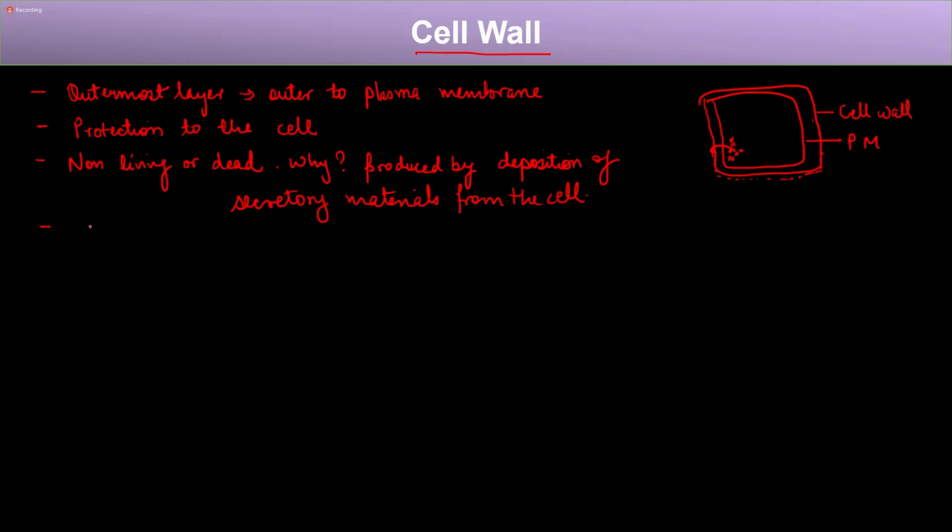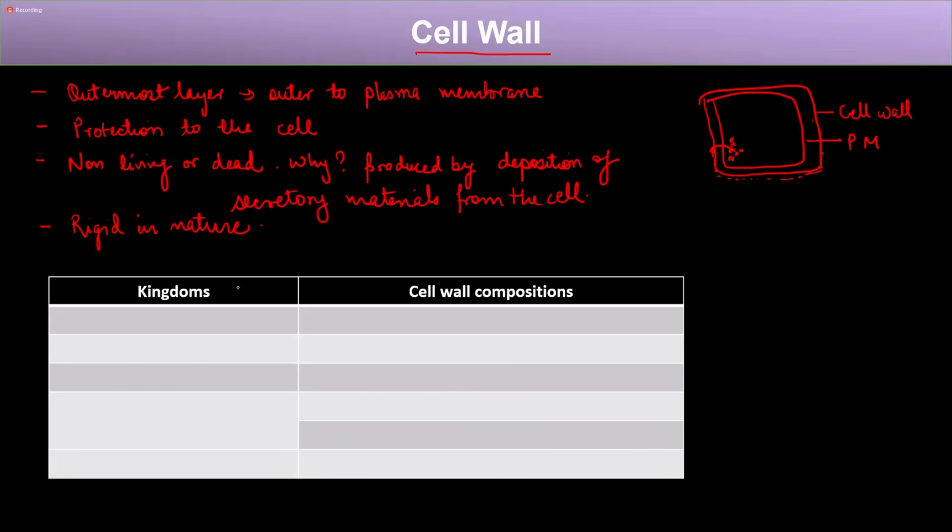Next thing, what is its nature? It is rigid in nature. So this is a feature of the cell wall. Now the next thing is, where is the cell wall present? So you must have studied during your kingdom classification chapter that there are many kingdoms, right?